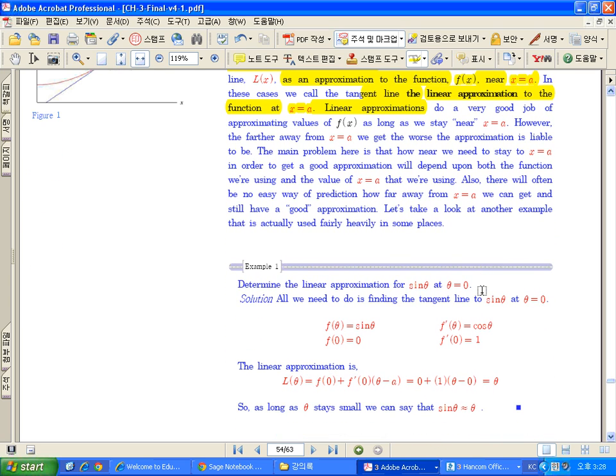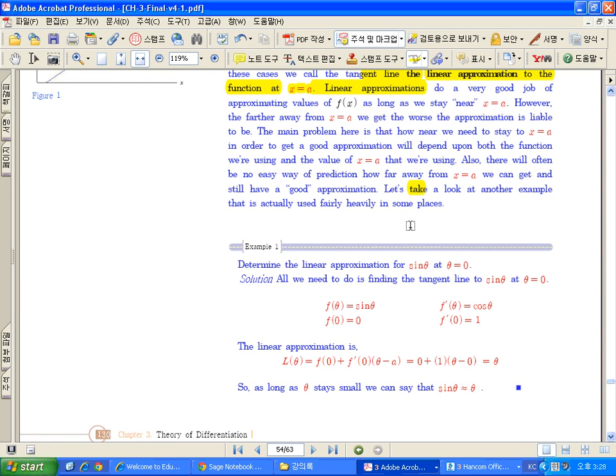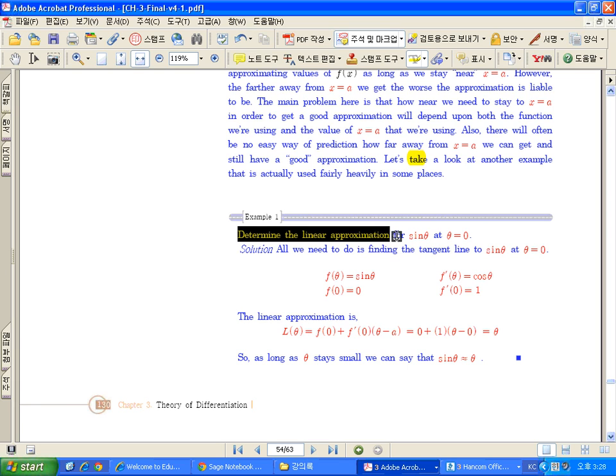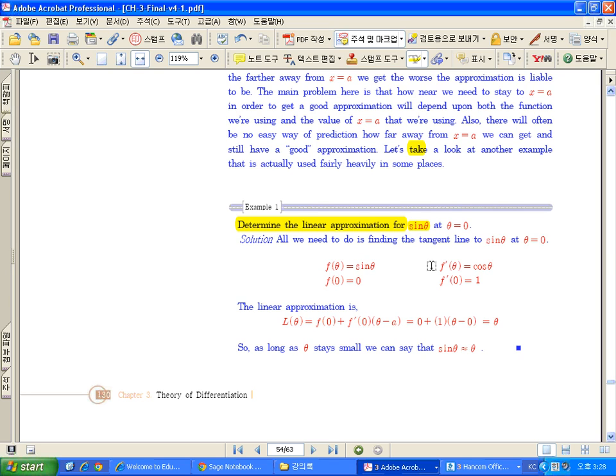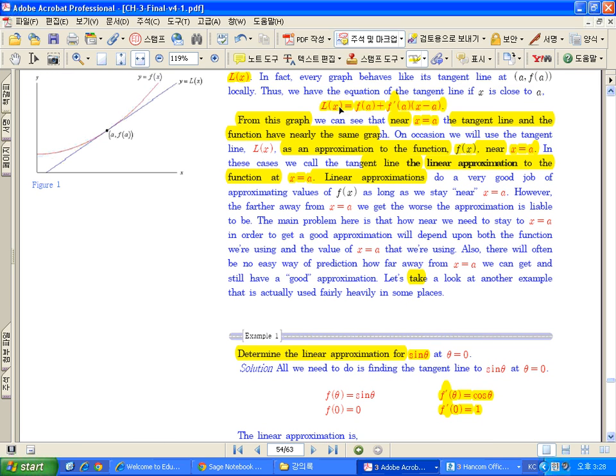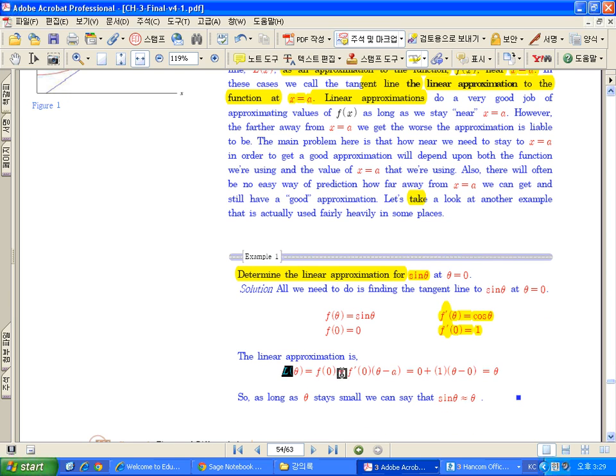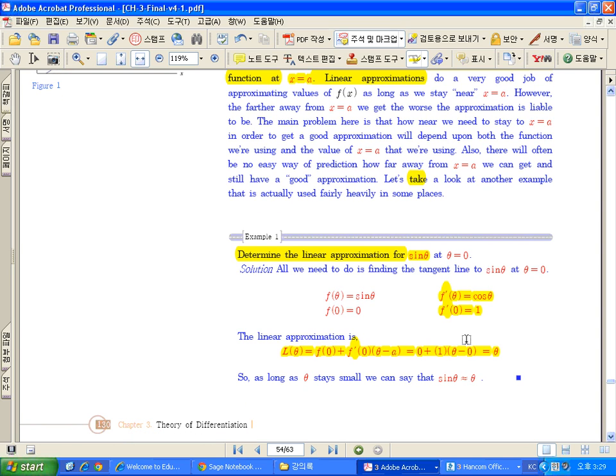Let's take a look at one example. Determine the linear approximation for sin theta at theta is equal to 0. What are we supposed to do? First, find the first derivative of the given function and find the derivative at the given point, theta is equal to 0. Then with that information, we can find the linear approximation L of x at x is equal to 0. So L of theta is equal to theta. What that means is if theta is very small, then the sin theta value is almost the same as just theta.